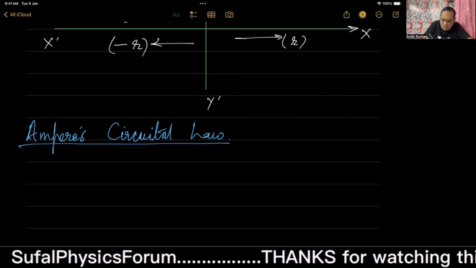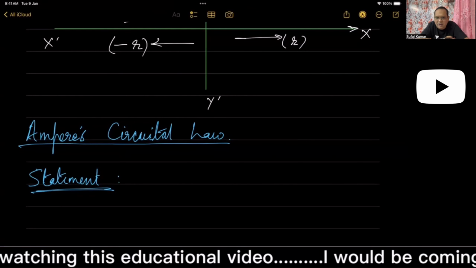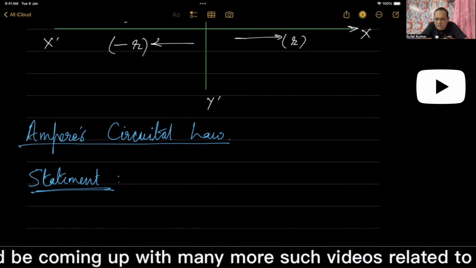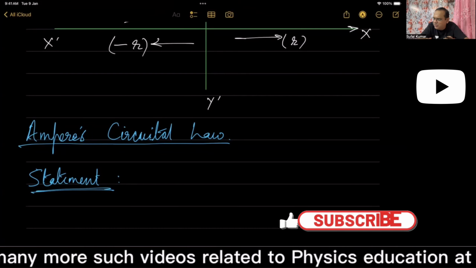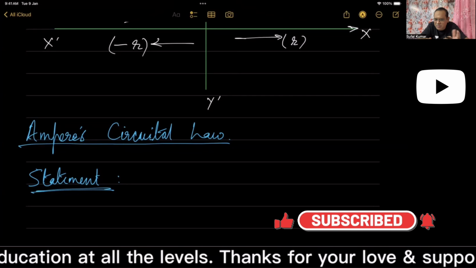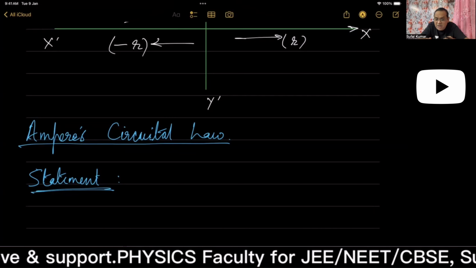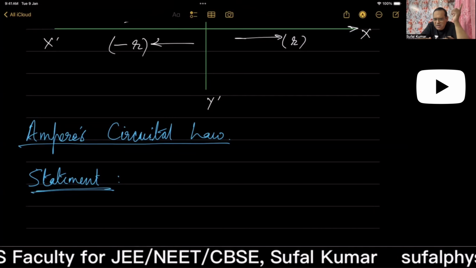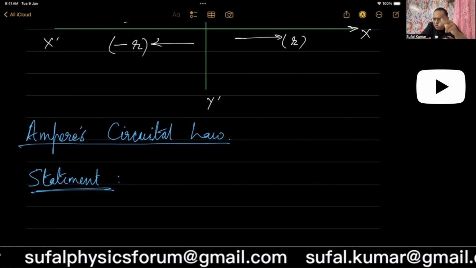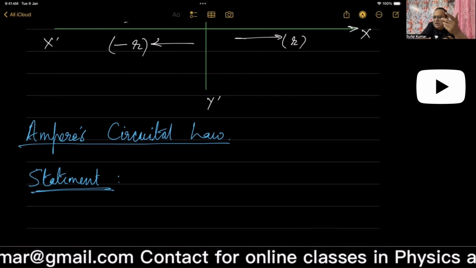Let us see what the statement is. As and when I start explaining this Ampere's circuital law in terms of the statement, suddenly Gauss's theorem will come into your mind. Why? Because I want you to compare these two, Gauss's theorem and Ampere's circuital law. What's the comparison point? Point number one is, in Gauss's theorem, we used to talk in terms of total electric flux or total surface integral of electric field, that is E dot ds.